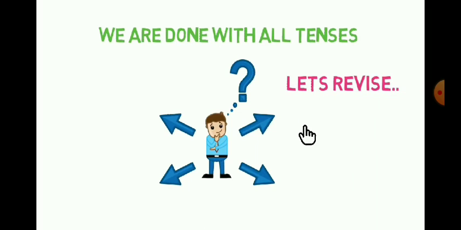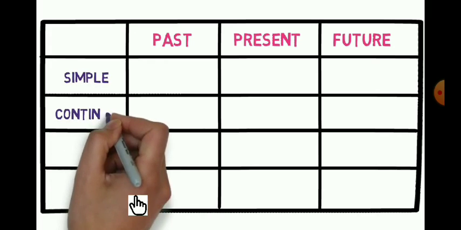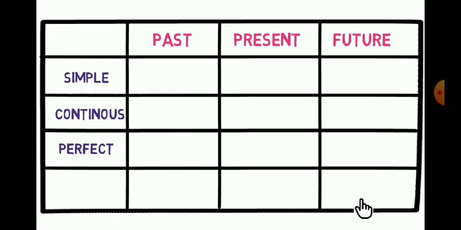Now let's revise. What we have discussed, we are going to revise with the help of the table you have seen in your previous video. Students, everyone has to draw this kind of table in your bridge course grammar notebook and make 4 columns with 5 rows. All right, let's begin with the first one, past.